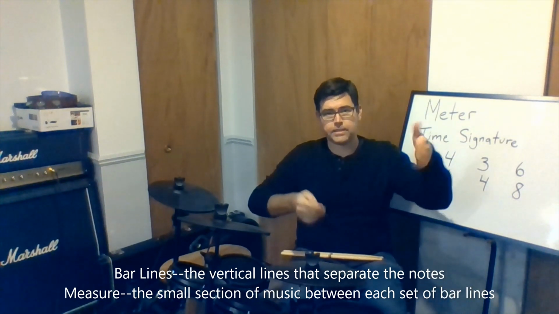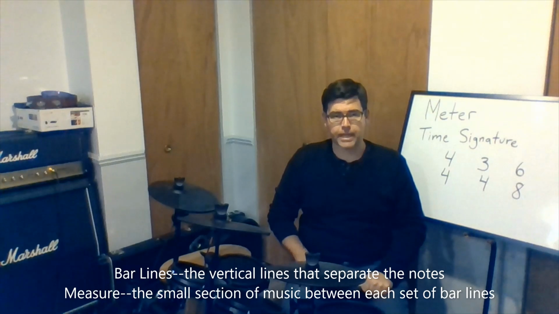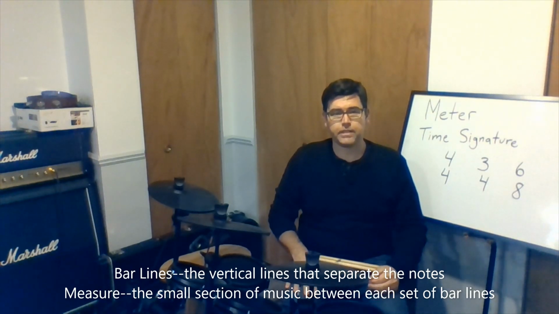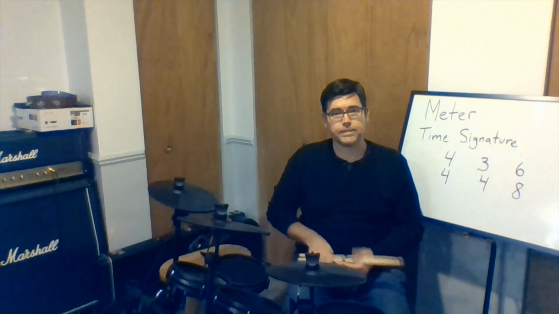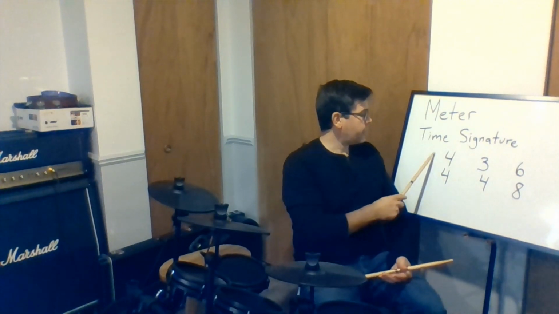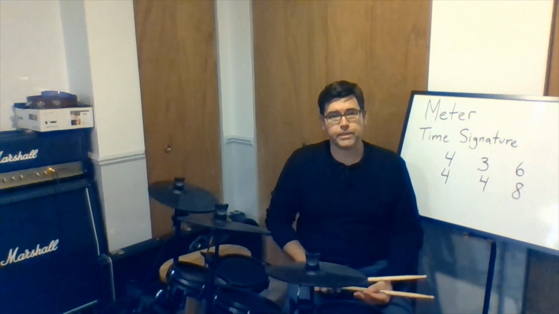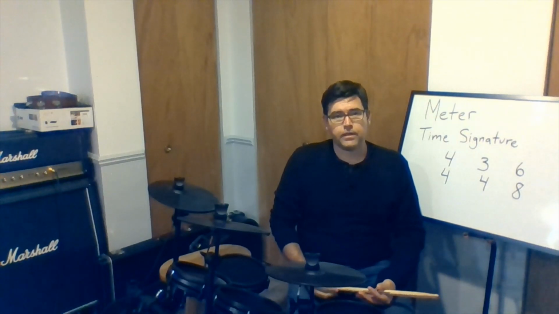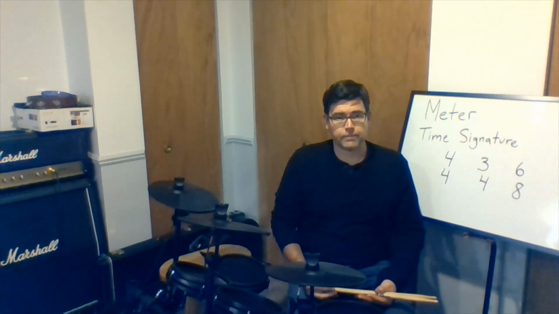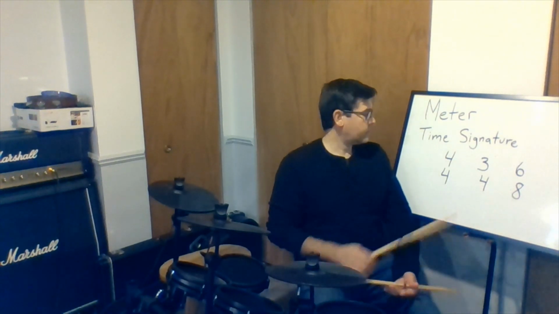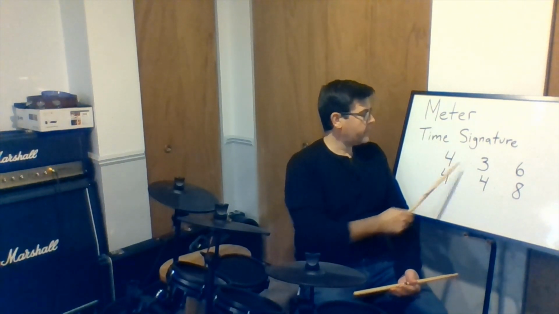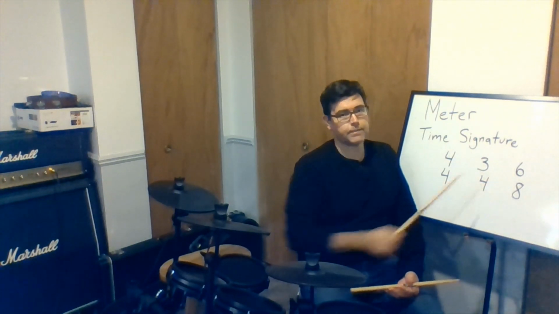The lines that separate the notes are called bar lines, and in between every set of bar lines is a measure, and every single measure has the exact same number of beats, and that number of beats is determined by the time signature. You will always find the time signature at the very start of a song or piece of music that you're working on. So, let's learn about the meter or time signature 4/4, 3/4, and 6/8.